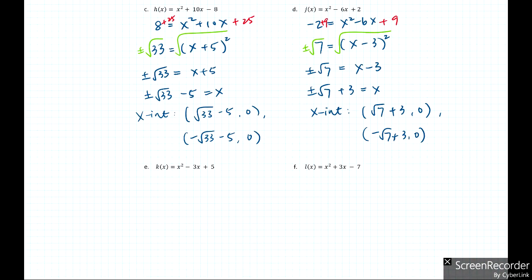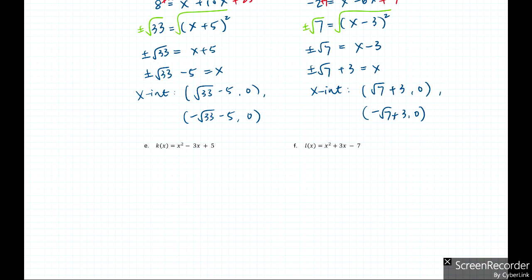And now for the last 2 problems, parts E and F, we are again working with problems where the linear coefficient is an odd number, so we will be working with more fractions in parts E and F, but the process is the same. We again set the whole thing to be 0. If we want to get the constant by itself, we would get negative 5 is equal to x squared minus 3x. And to complete the square, I again want to think about what's half of negative 3x to create it. So we would get minus 3 over 2 squared to create a perfect square.